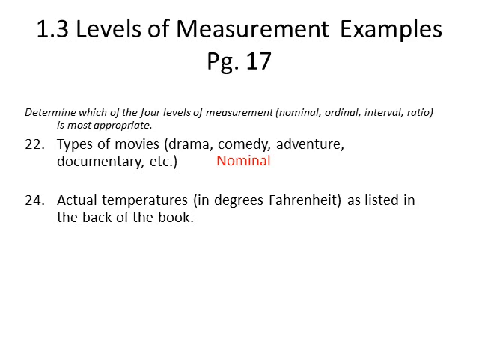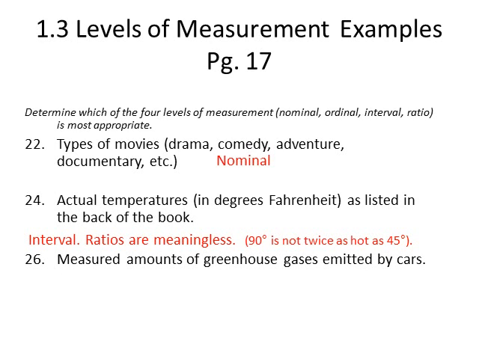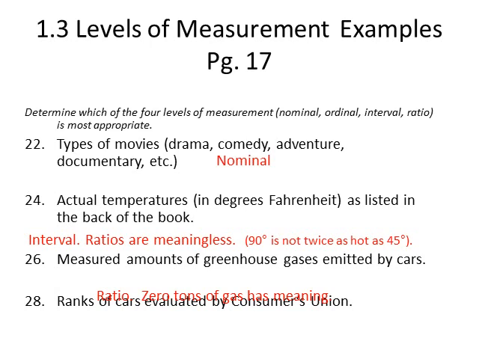Then we have actual temperatures in degrees Fahrenheit. This is always going to be an example of interval data. Measured amounts of greenhouse gases emitted by cars is ratio data. Because you're taking measurements and those values you can express as ratios, you can compare them, and 0 tons of gas literally means you have no gas. Ranks of cars evaluated by Consumers Union. This would be ordinal data. There is an order to the categories.